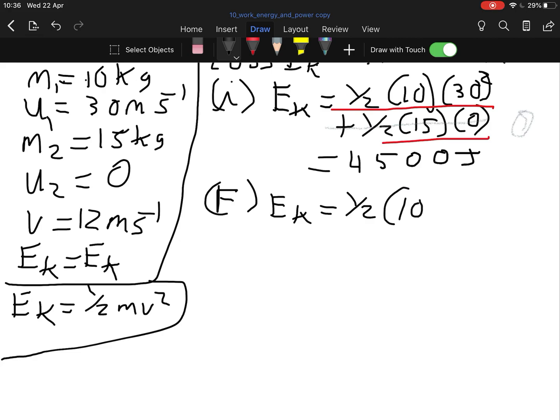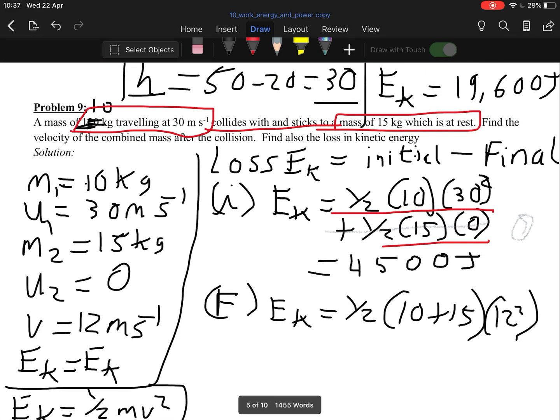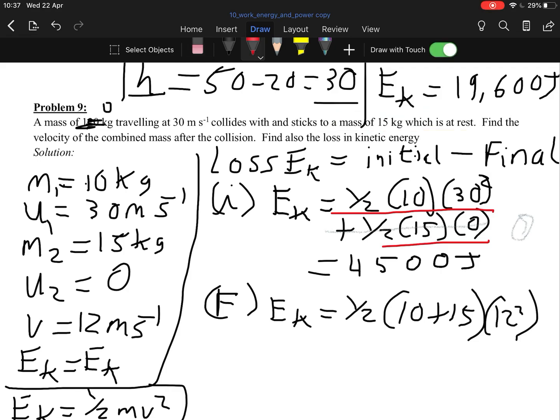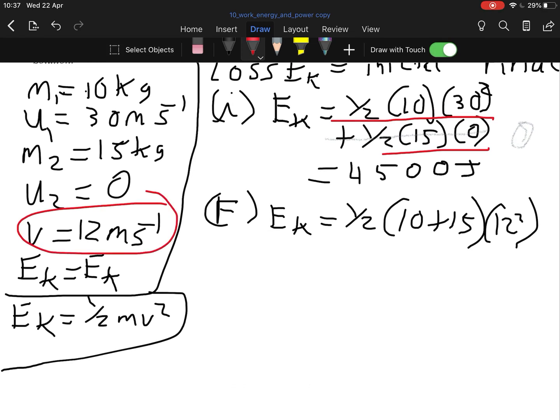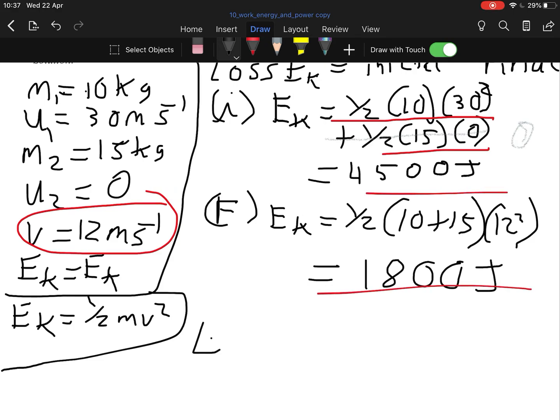Final EK is equal to a half times 10 plus 15 times 12 squared. Where am I getting that value? Well, it says that it collides and sticks. So after the collision the two masses have stuck together and move off with the one value. So that's 10 plus 15, and the one value is of course their velocity after, which we worked out to be 12. So my value here is 1,800 joules.